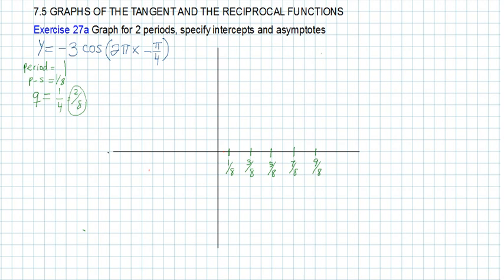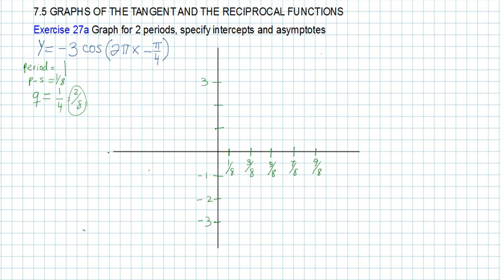So let's take a look. Now we'll take a look at this side. We have a negative, so we need to start at the negative y. And then we have a 3, that's the amplitude. So let's mark the amplitude at 3: 1, 2, 3. And -1, -2, and -3.